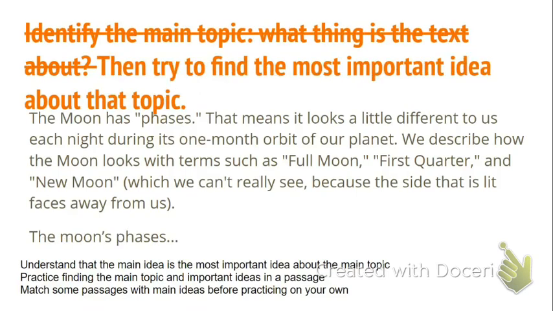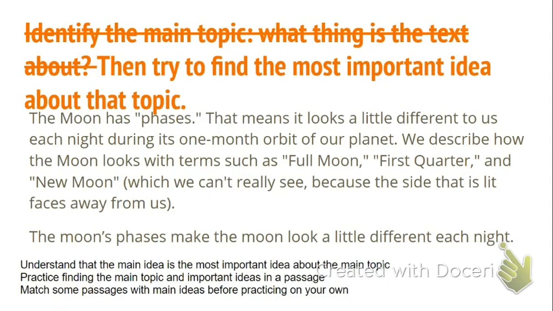Okay. Now, tell me the most important idea about the moon's phases that's in the text if you can. The moon has phases. That means it looks a little different for us each night during its 1 month orbit of our planet. We describe how the moon looks with terms such as full moon, first quarter, and new moon, which we can't really see because the side that's lit faces away from us. What do you think?